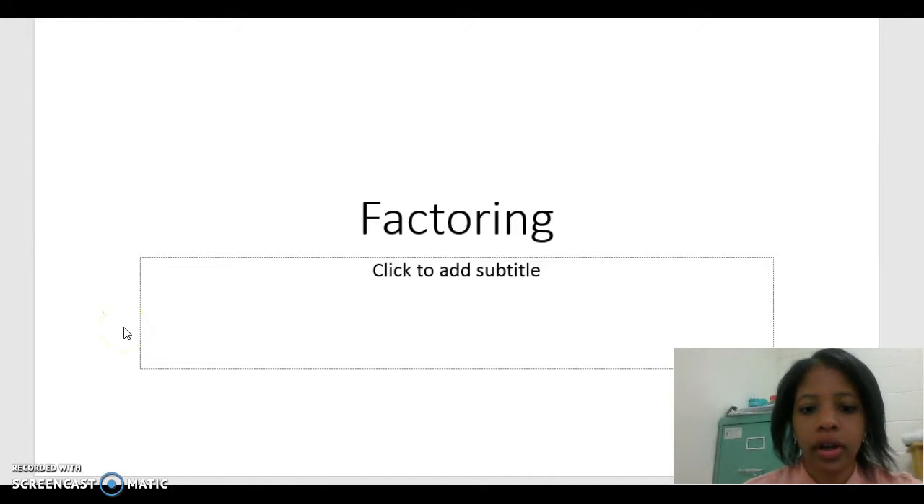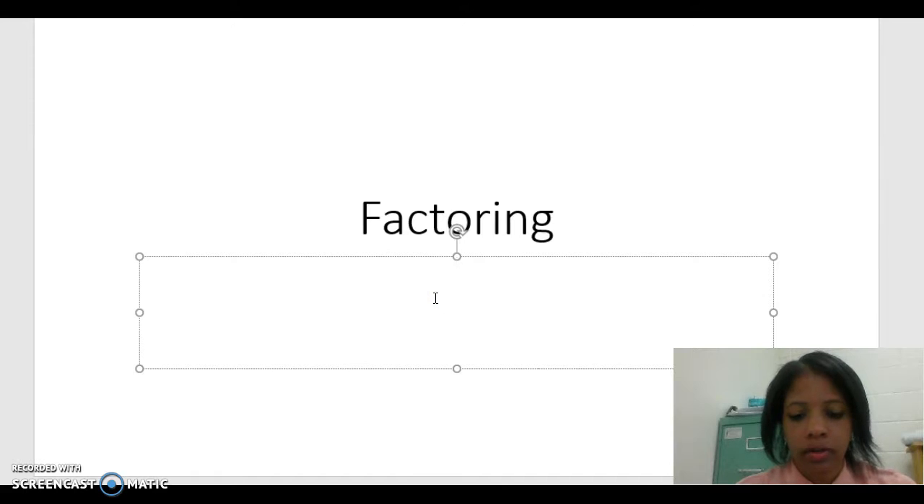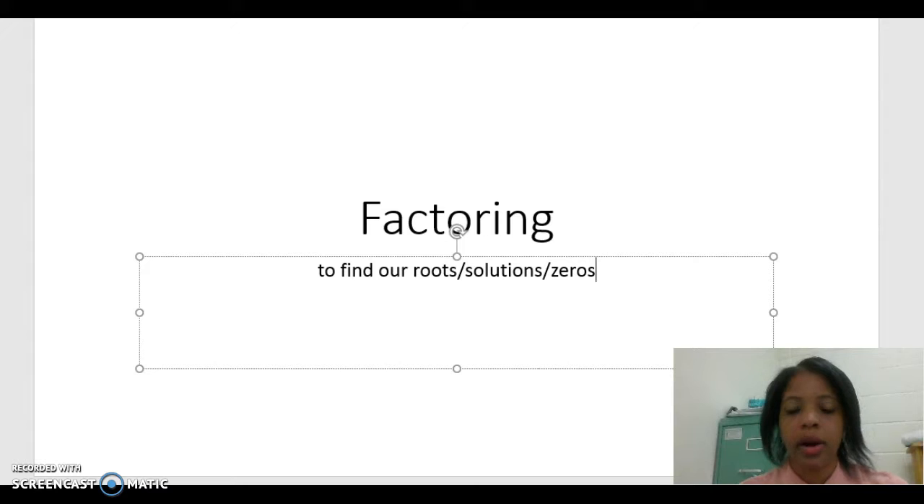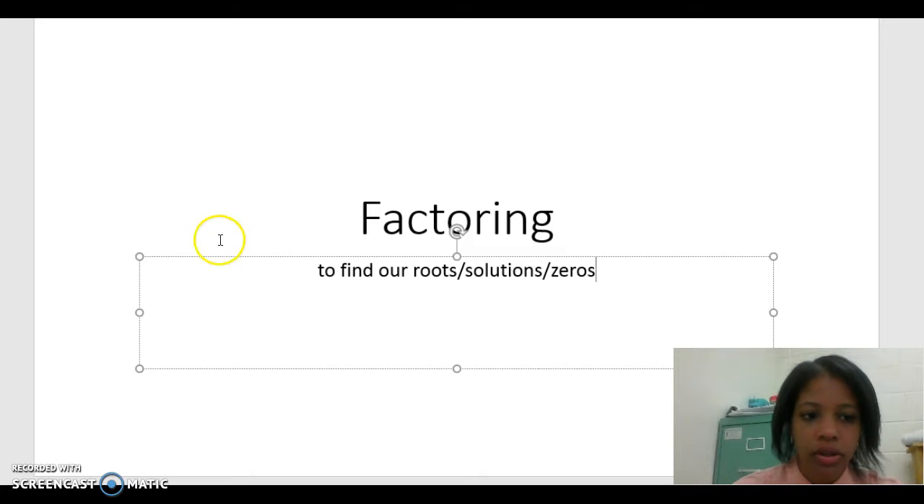Okay, so a major part of solving quadratic equations is factoring. And we factor to find our roots, solutions, or zeros, whatever you want to call them. But basically, factoring tells us where our parabola is going to cross our x-axis, okay? So this is one of the most important skills that you will have when solving quadratic functions.